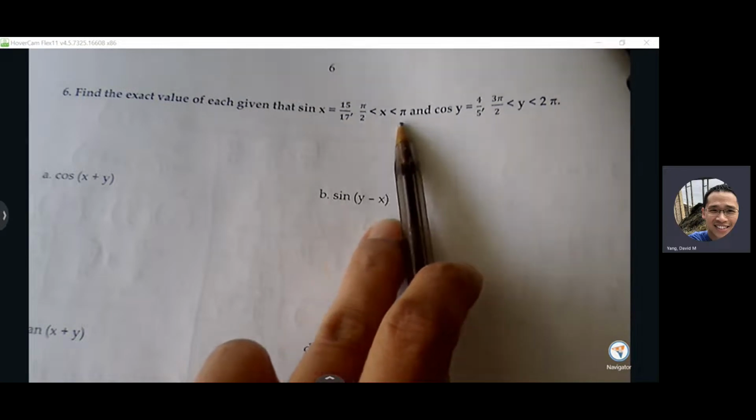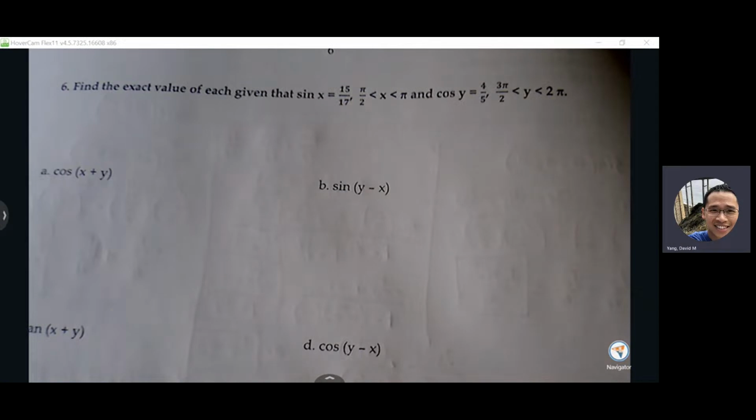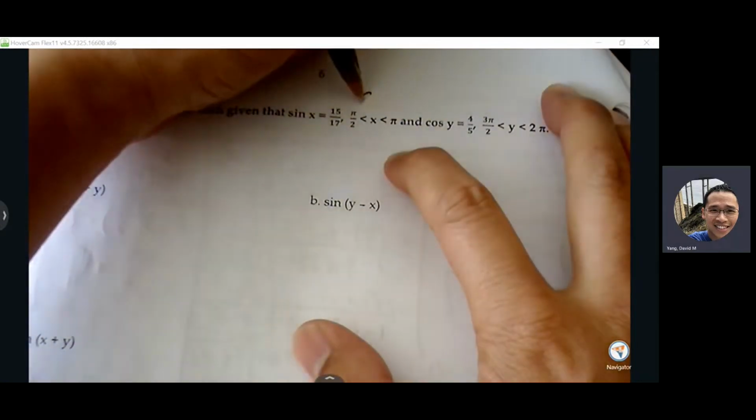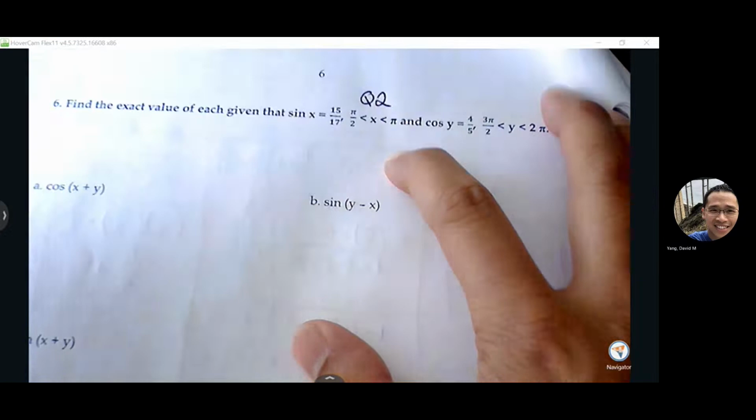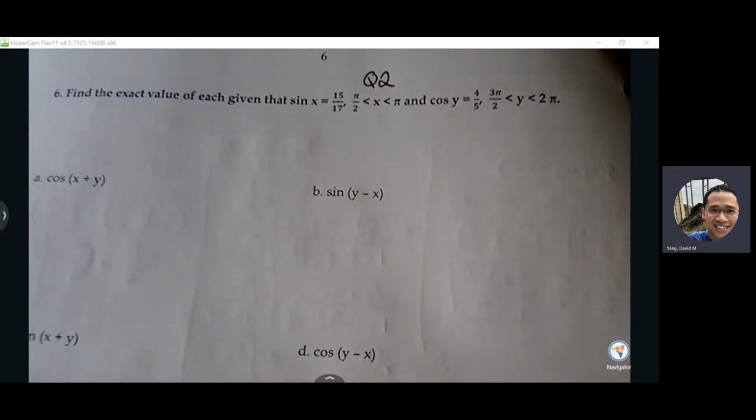X is between pi over 2 and pi, so what's x equals? Or which quadrant is that in? Quadrant 2. And then y is between 3 pi over 2 and 2 pi. Quadrant.